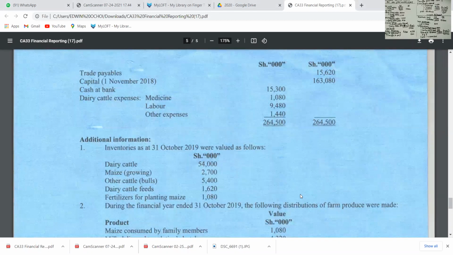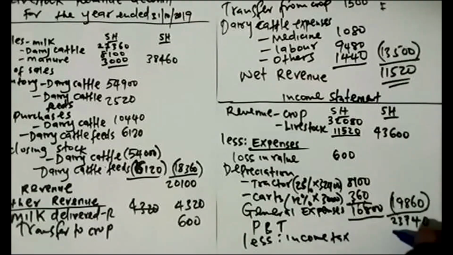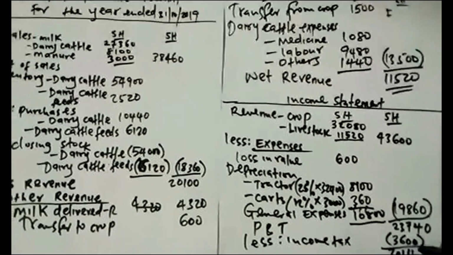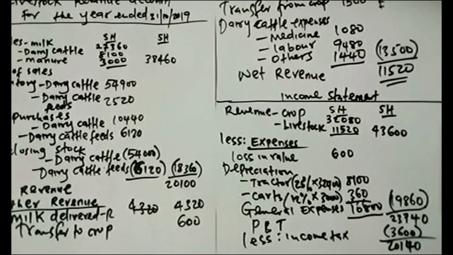So I was talking about tax under note 7. You can see there's income tax of 3.6, which you were told you were supposed to pay. So minus it from the profit before tax. I'm getting here 20,140. So that is the profit after tax.